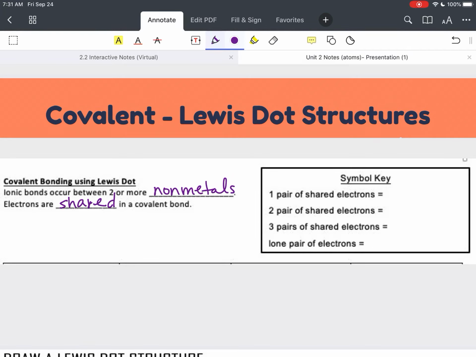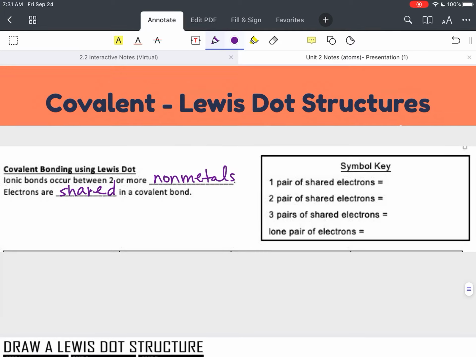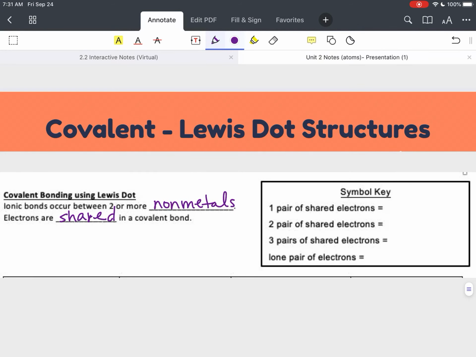Okay, so when we're drawing our structures, instead of drawing so many dots, we can draw lines to show that the electrons are being shared. If it's one pair of electrons, it's just one line. If they're sharing 2 pairs, it's 2 lines. If they're sharing 3 pairs, it's 3 lines. And if it's just a lone pair of electrons, we'll still use the dots. So each line is going to equal 2 electrons. When I'm counting, each line will count as 2.